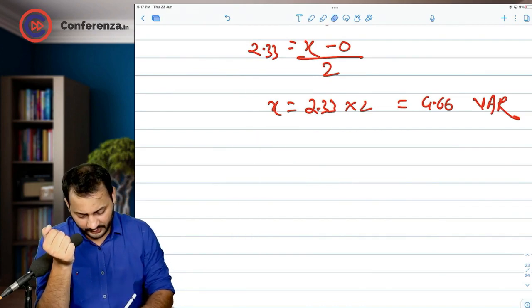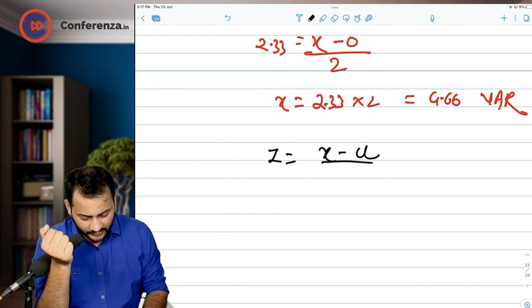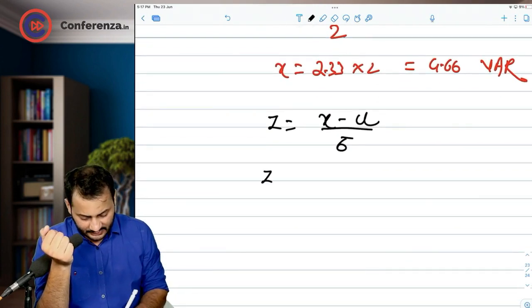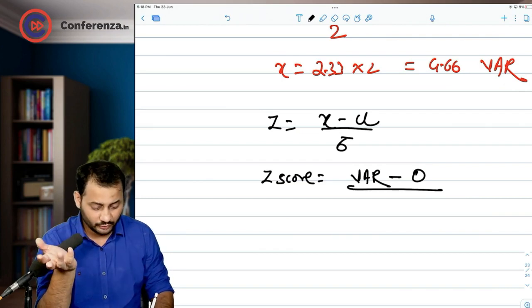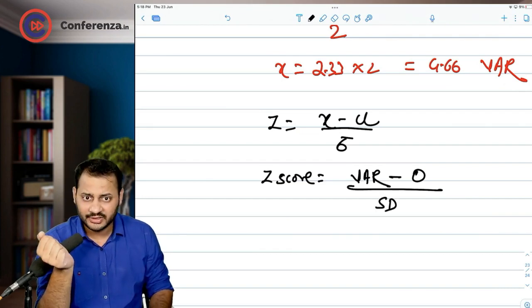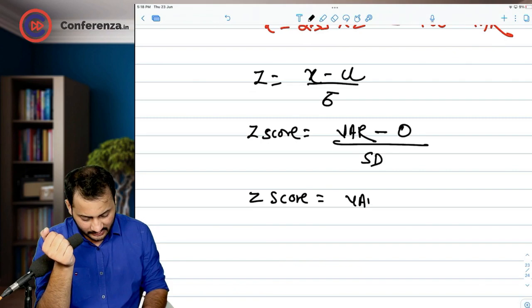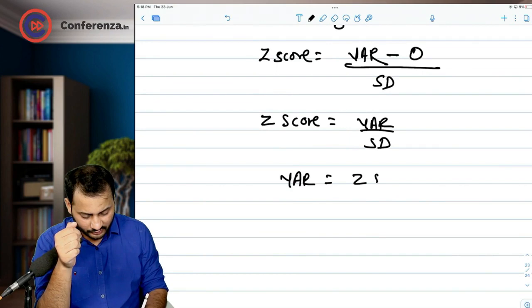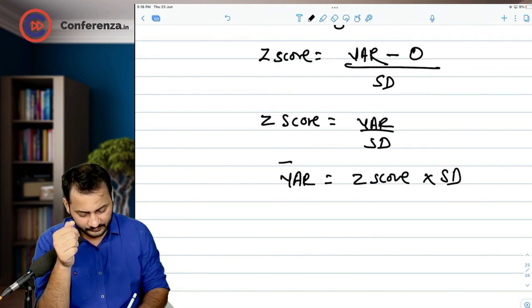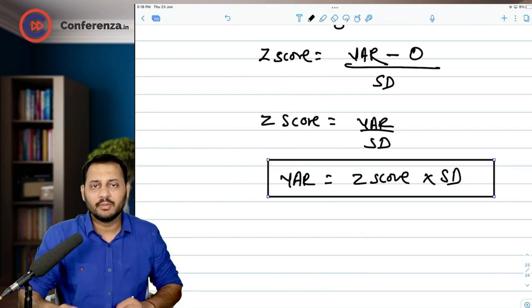right? Or we can just write it again, the formula. The formula of z-score is nothing but x minus mu divided by standard deviation. Z-score, x is nothing but the VAR that we wanted to calculate. Mu is always 0 because we'll start from 0 itself. And standard deviation, just write down SD. So the formula becomes like this: z-score is equal to VAR divided by SD. And if you send SD on that side, it will be VAR is equal to z-score multiplied by SD.